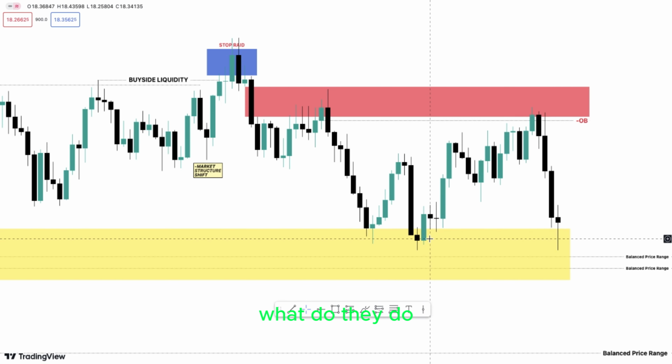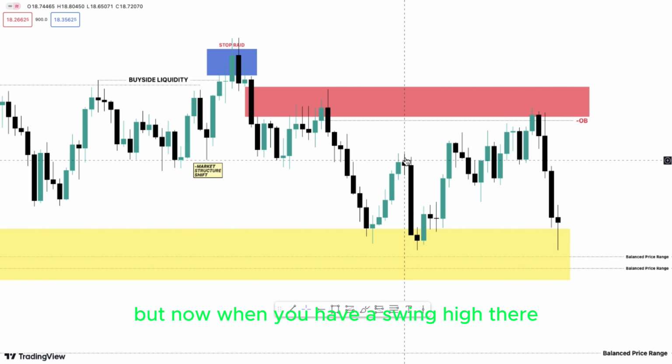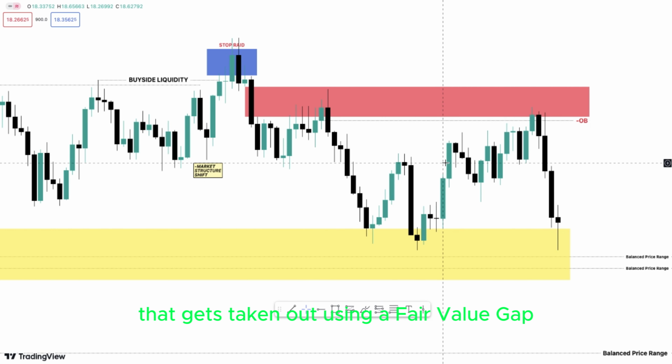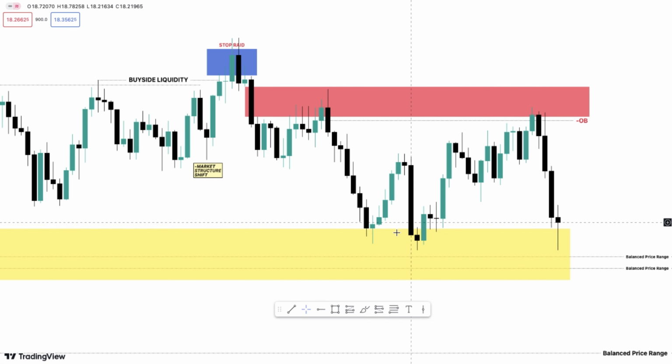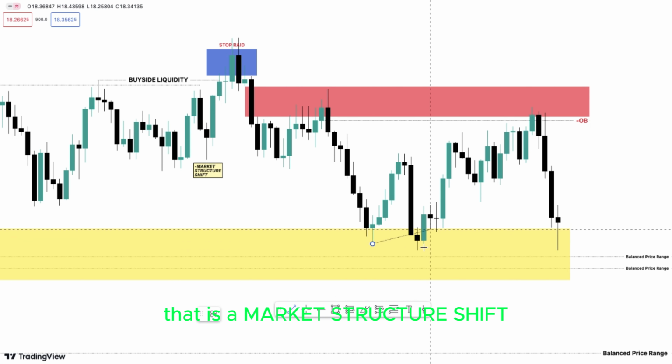After that, what do they do? They target buy side liquidity above this high. But now when you have a swing high there that gets taken out using a fair value gap, after sell side liquidity has been taken, that is a market structure shift.